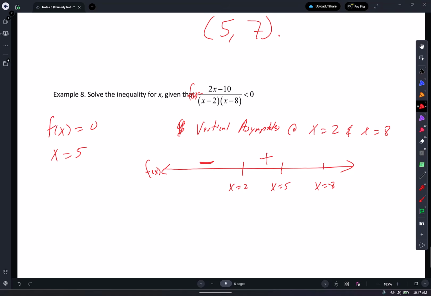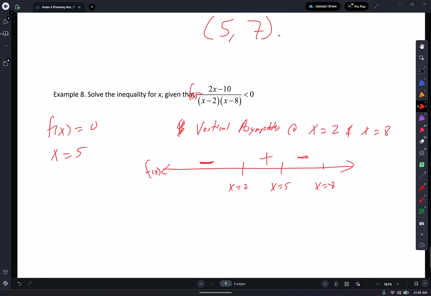Give me a number between 5 and 8. 7. Okay, 7. We're good. 2 times 7. Minus 10. Positive or negative? Positive. Keep the sign in your head. 7 minus 2. 7 minus, oh, that's positive. 7 minus 8. Positive times a negative. What did I have at the top? Positive divided by negative is? A negative. Give me a number larger than 8.